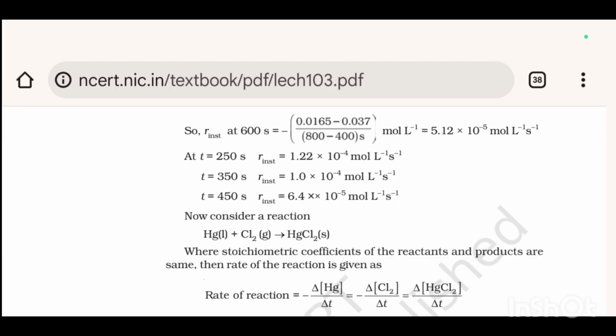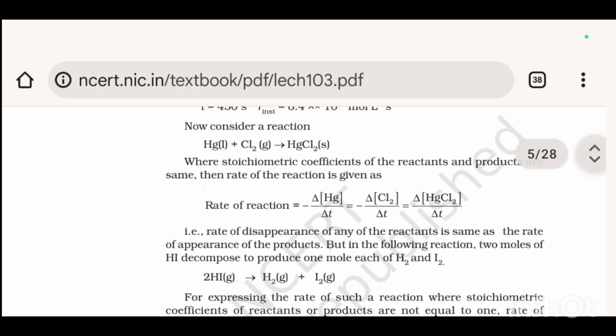Now consider the equation Hg (liquid) plus Cl2 gives HgCl2. When the stoichiometric coefficients of the reactants and products are the same, then the rate of reaction is given by rate of reaction equals minus delta Hg upon delta t equals minus delta Cl2 upon delta t equals delta HgCl2 upon delta t. That is, the rate of disappearance of any of the reactants is the same as the rate of appearance of the product.